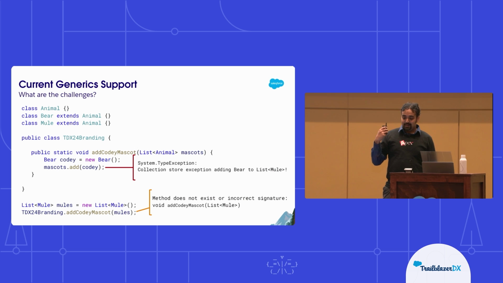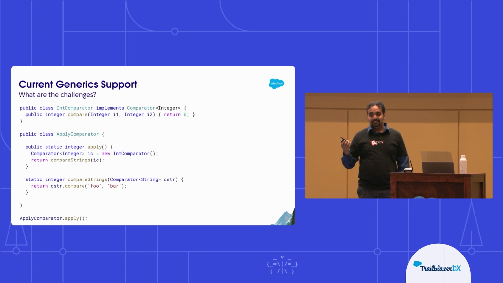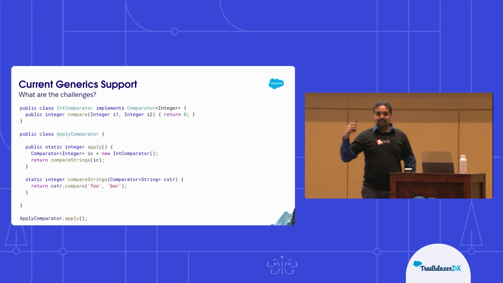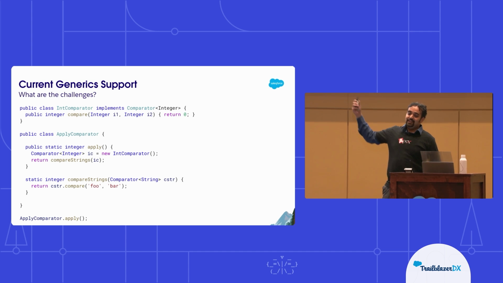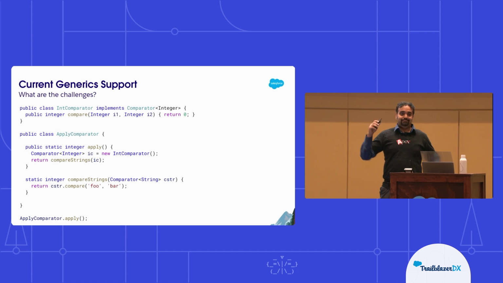Then we go on to another example. This example is more recent. We recently shipped the comparator interface that allows you to sort a list based on certain attributes. There's a developer who wants to try out the comparator. He wrote a sample comparator here called integer comparator. It compares two integers, doesn't do anything. Then another developer says, hey, let me try using your comparator. And they write a class called apply comparator. And the apply comparator class takes the integer comparator and compares things.